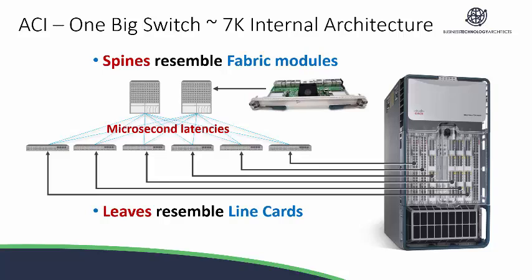That may or may not have been the exact perfect way to say it, but it is early in the morning and I've only had one cup of coffee. But you have a consistent number of links, consistent bandwidth, and consistent latency. So the spines resemble the fabric modules that you would have on the backplane of a 7K for the line modules to communicate between themselves. And then the leaves represent line cards. So think about it as a split-out 7K switch.